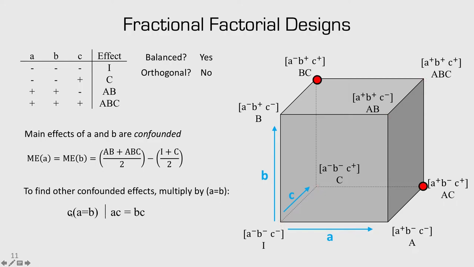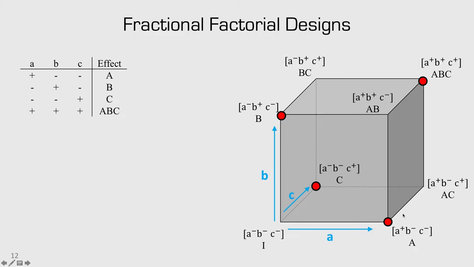So if we multiply the C effect with A and B, we get that C times A equals C times B. And so the effects for BC and AC are confounded. When you multiply B times A equals B, you get AB. And when you have two terms that are the same, B times B in this case, those cancel and you get I. When you multiply AC times A equals B, the A's cancel and you get C equals ABC. So the ABC term is confounded with the C term.